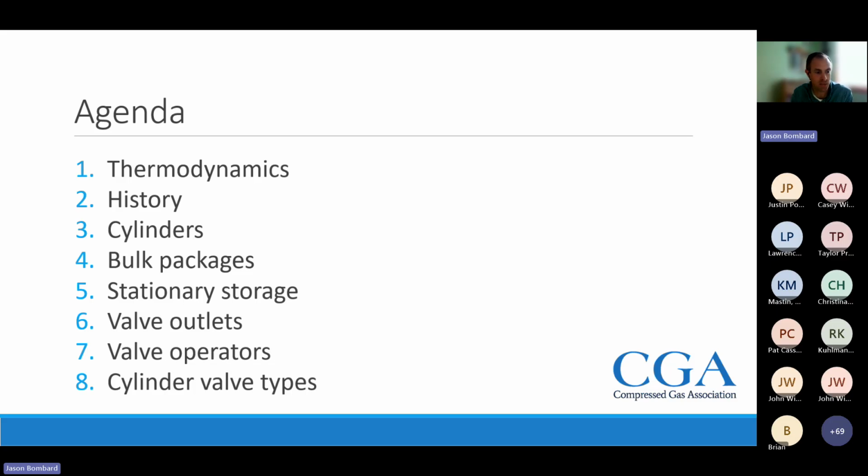Just a very brief skimming of thermodynamics, which is essential in determining what kind of a package you can put certain gases in. A history of the cylinder industry. And I want to get into the different types of cylinders that are out there, then bulk packages, how you store large quantities of these gases, and then just a little bit on valve outlets, deciphering what those designations mean, how those valves are operated, and the different types of valves that are available for cylinders.